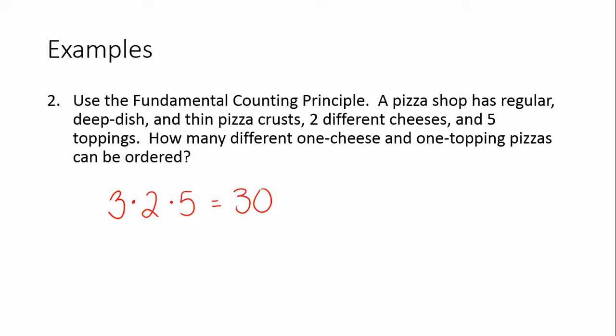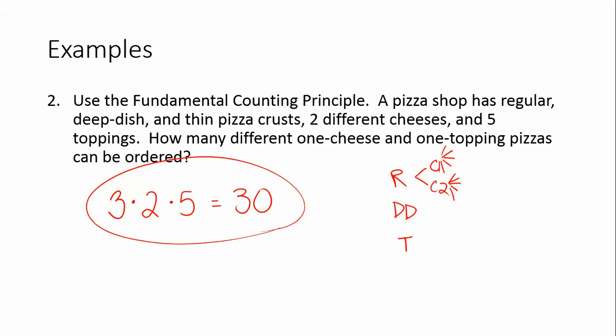And this is much simpler than doing a tree diagram, because in a tree diagram, I'll just show you one little branch of it quickly. If we had regular, deep dish, and thin, then for the regular pizza, there are 2 different cheeses. So we could have cheese 1 and cheese 2. Then to add to that, now we have 5 different toppings. So for each one of those cheeses, we have to have 5 more branches. So you can see how difficult it could be to make a tree diagram. The fundamental counting principle here is much simpler.